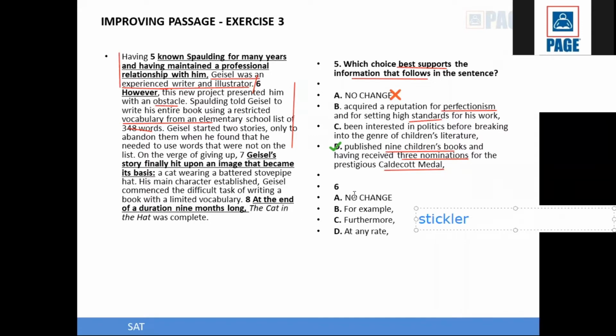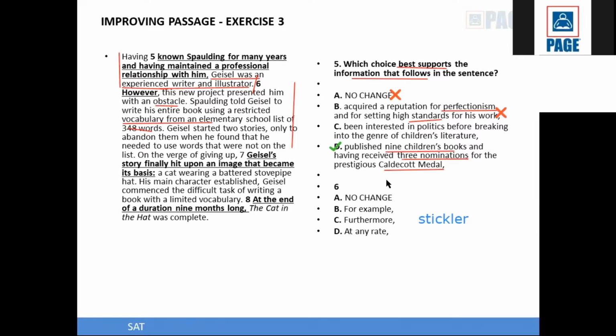It is not B. There is no probability at all. It is completely wrong. B is completely wrong because they use the word high standard. There is no high standard in these 4 lines. We have many years having maintained a professional relationship. If he had worked for many years, he must be writing many books. And they said he's an experienced writer. So B can never be the answer.